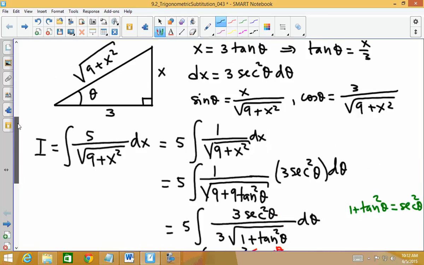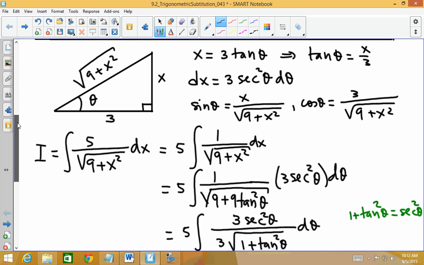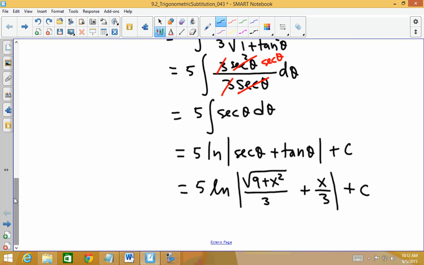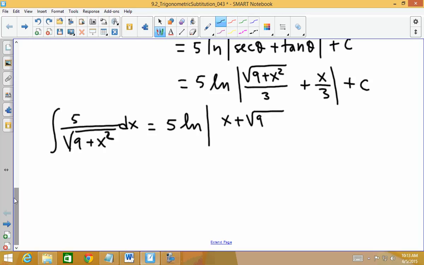So you can go back and double check. Tangent is opposite divided by adjacent, and secant is hypotenuse divided by adjacent. That means the integral of 5 over the square root of 9 plus x squared dx is 5 ln of the absolute value of x plus the square root of 9 plus x squared, over 3, plus a constant. And that concludes our answer.